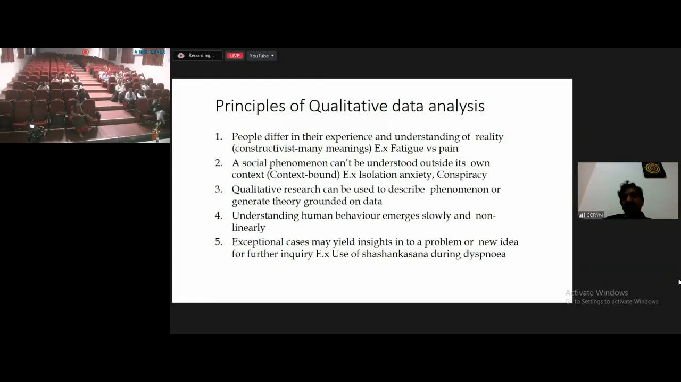Qualitative research can be used to describe phenomena or generate theory rooted in data. Understanding human behavior emerges slowly and non-linearly. So whatever comes out of qualitative research is rarely expected. You can expect some things when you already have an inductive approach, but some new things may also come out when you start going deeper into the phenomena of this qualitative research. Exceptional cases may yield insights into a problem or a new idea for further inquiry.